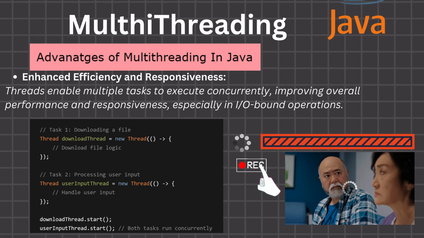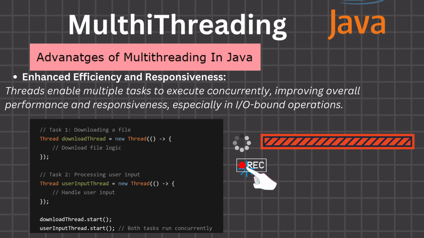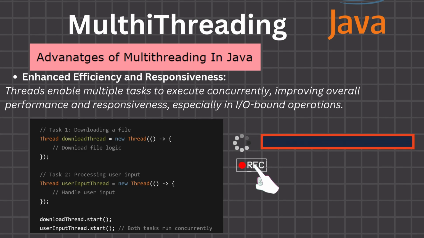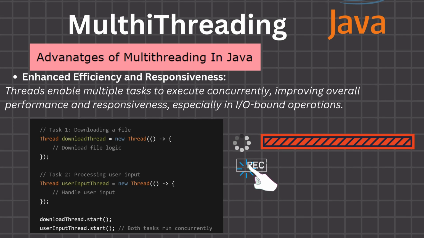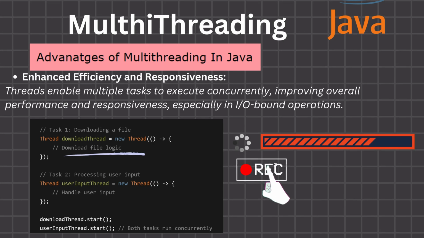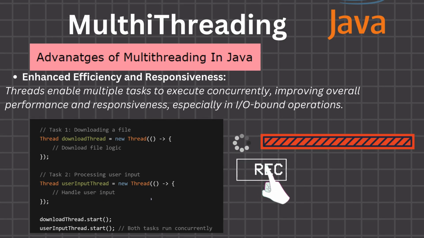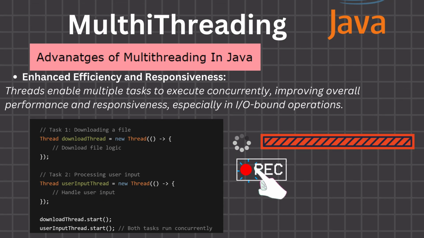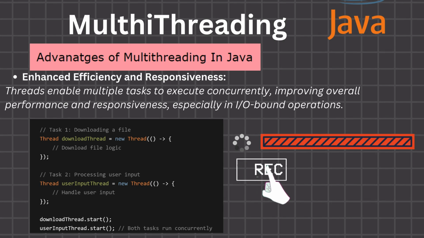As we saw in the previous code example, multithreading enables multiple tasks to execute concurrently, which can greatly improve overall performance and responsiveness. This is especially true for tasks that involve I/O operations such as downloading files or processing user input. Let's take a closer look at this code example to see how multithreading can be used to handle these types of tasks efficiently. In this example, we have two threads, one for downloading a file and another for handling user input. By creating separate threads for each task, we're allowing the program to execute both tasks concurrently without one task having to wait for the other to complete.